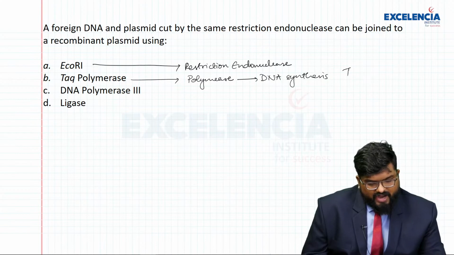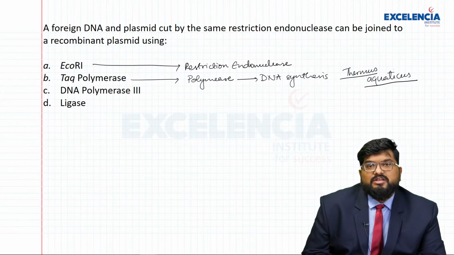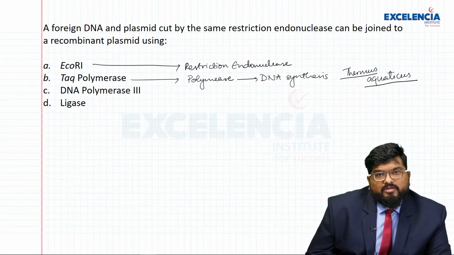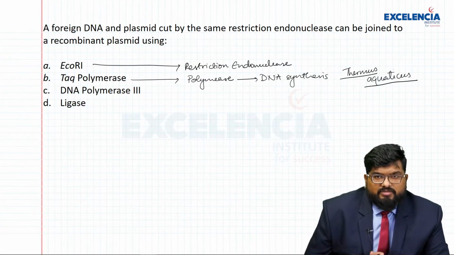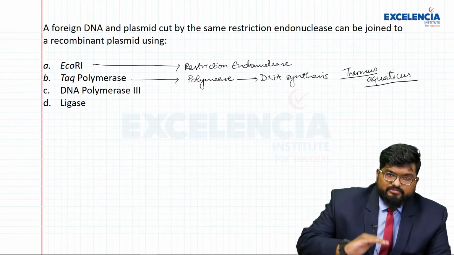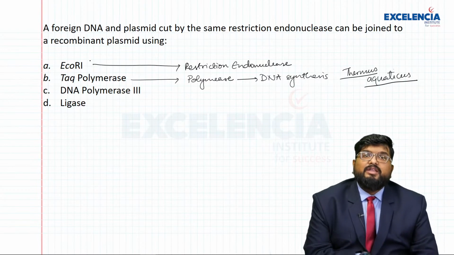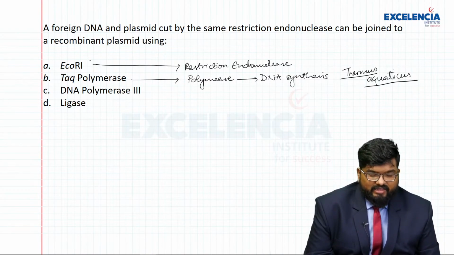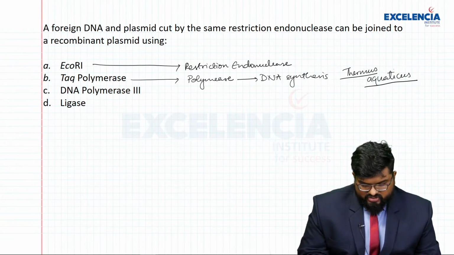It comes from the bacterium Thermus aquaticus. Why? Because Thermus aquaticus is a thermophilic bacterium and its polymerase is heat stable. Not heat dependent, it is heat stable, because of which it can withstand the high temperatures of PCR cycling, and that is the reason Taq polymerase is used in PCR, polymerase chain reaction.